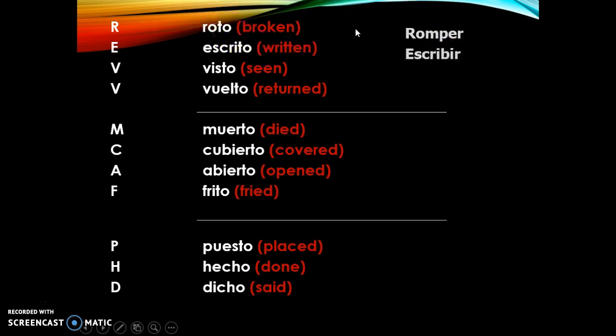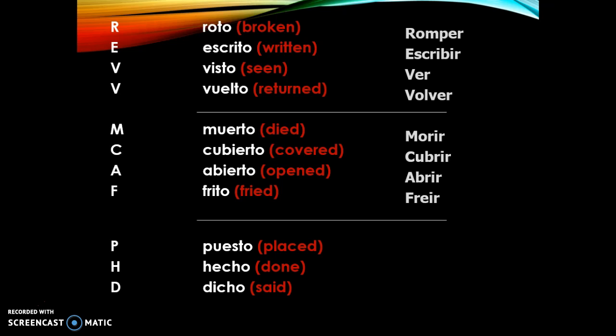Right? Same thing here. The verb in its original form is escribir, which means to write. But it's an irregular verb in the present perfect, so it becomes escrito. So on and so forth. Ver becomes visto. Volver becomes vuelto. Morir, muerto. Cubrir, cubierto. Abrir, abierto. Freír, frito. Poner, puesto. Hacer, hecho. And decir, dicho. Okay?